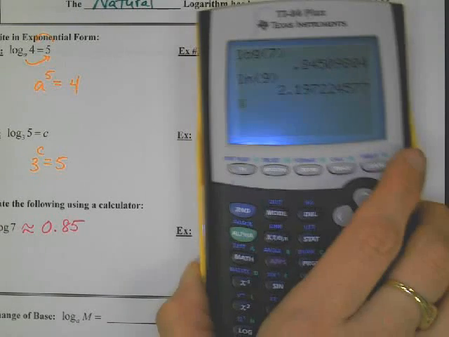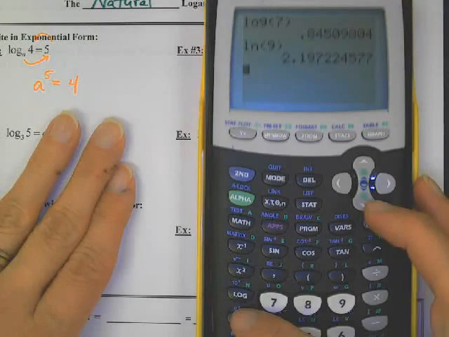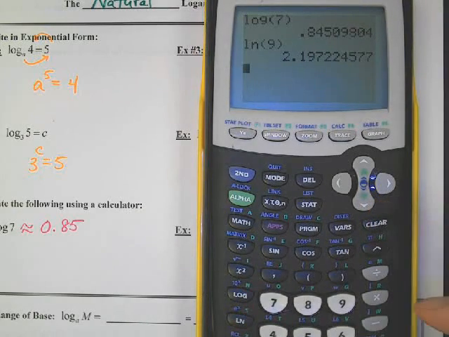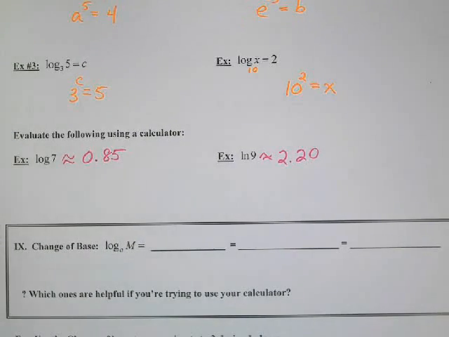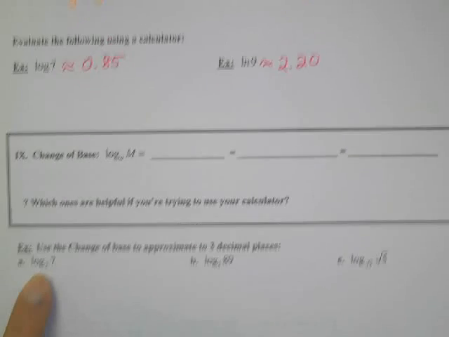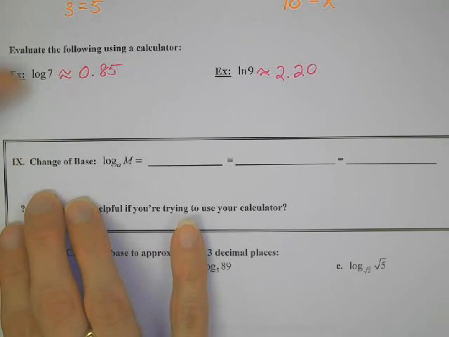Okay, the only two buttons on our calculator are the common log and the natural log. We don't have any other log button, which leads me to wonder, how in the world are we going to do problems like this, where the base is not a 10 or an e? Okay, and here is one of the log rules.